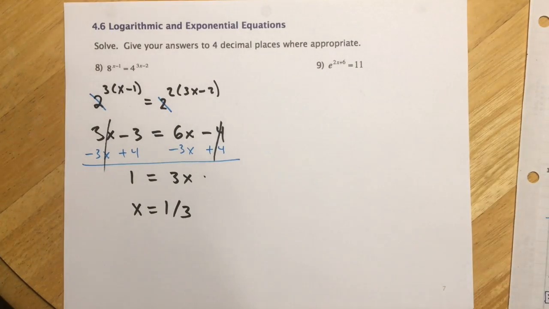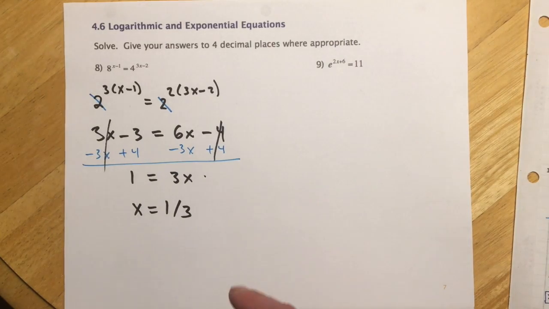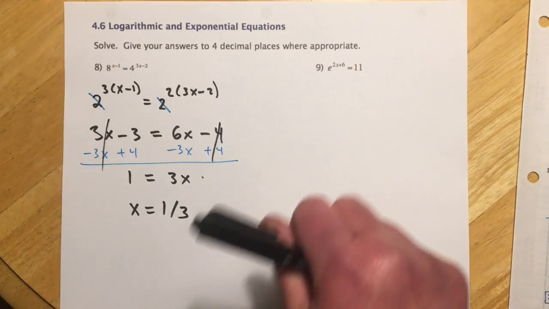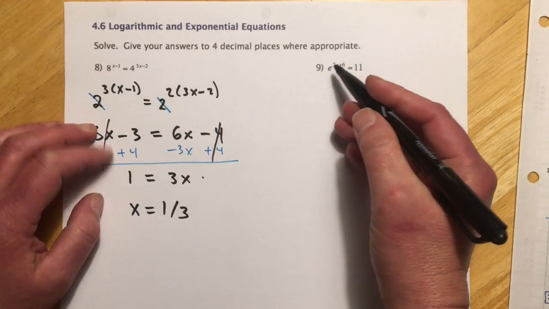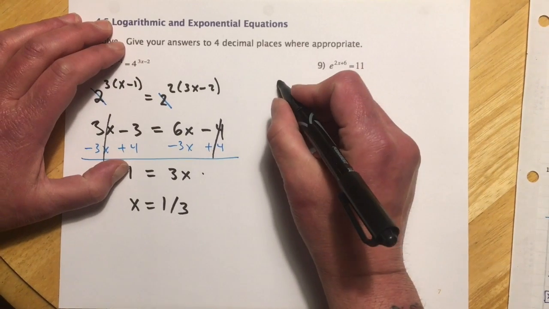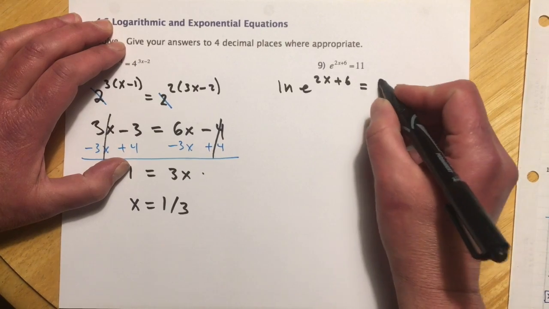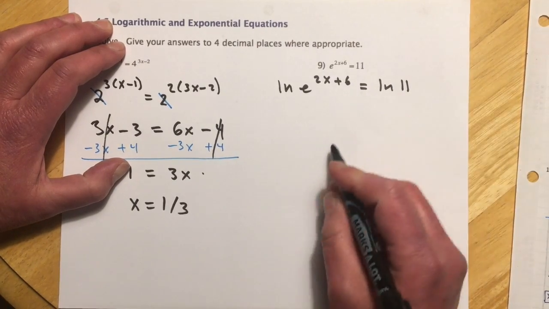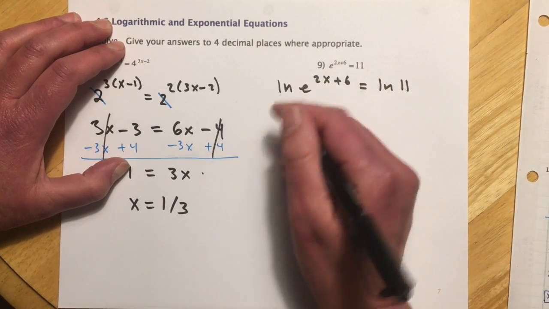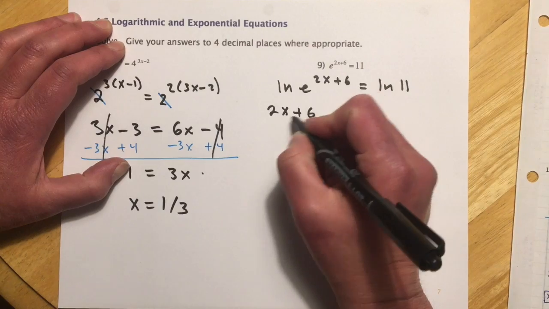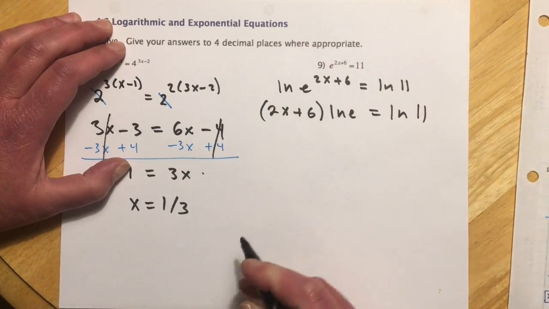This next one, sadly, we cannot be smarter than the e and the 11. So we're going to have to use logarithms to solve this one, and that's what logarithms do, they find exponents. So since it's a base e, I want to use natural log. So I'm going to natural log both sides of the equation. And then that allows me to use property 3 from the last section to bring this down in front. So now I get 2x plus 6 times ln e equals ln 11.